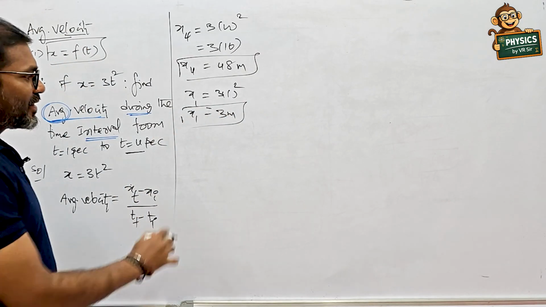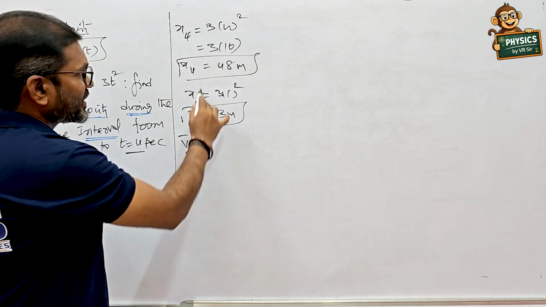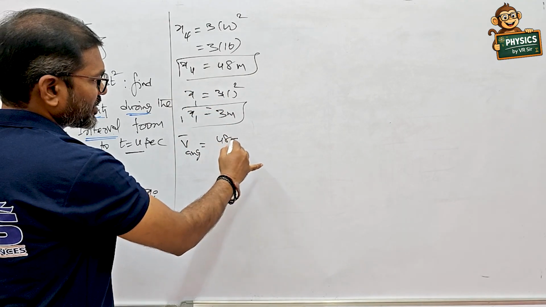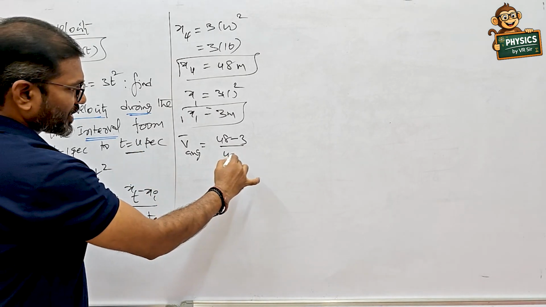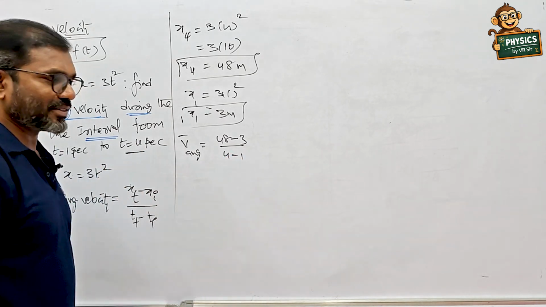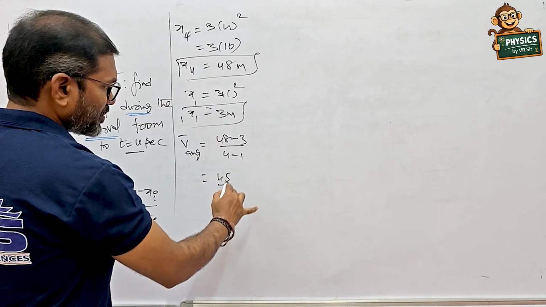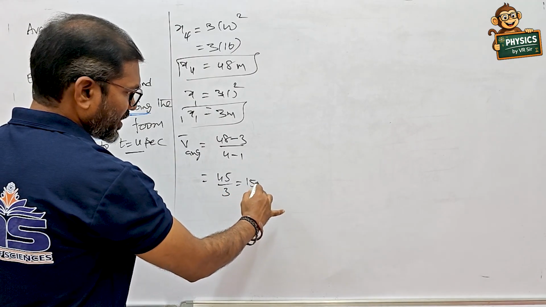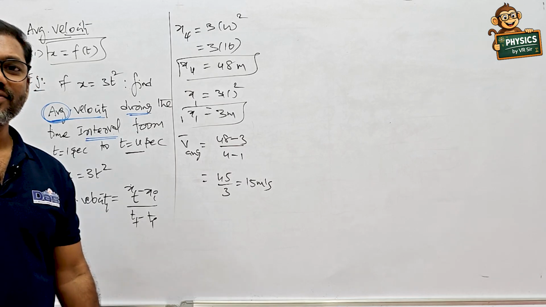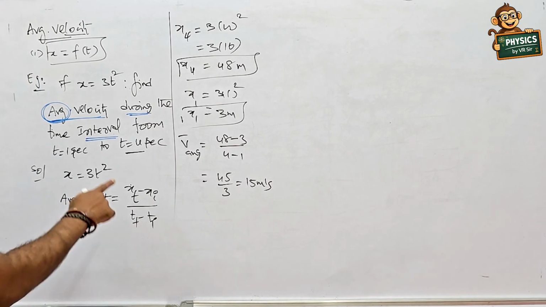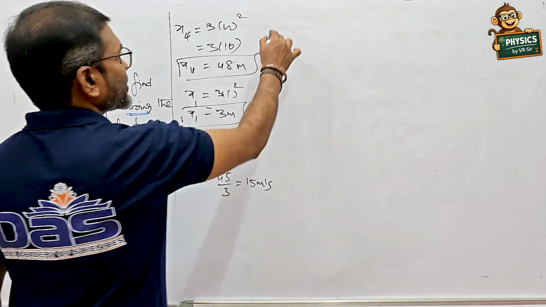Now let's calculate average velocity. That is final position 48 minus initial position 3, upon final time 4 seconds minus initial time 1 second. Got it? Now how much is that? 45 by 3, it's nothing but 15 meters per second. So the average velocity is 15 meters per second for the duration from t equal to 1 second to t equal to 4 seconds. This is the first case.